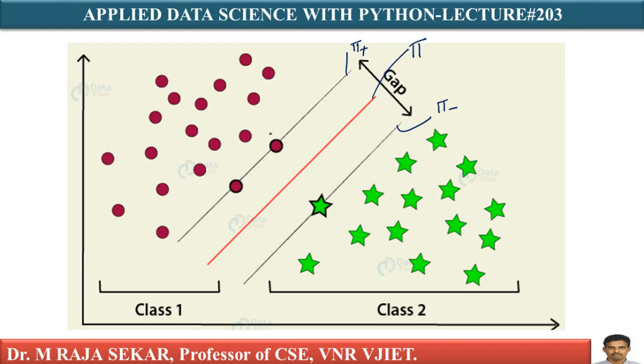Pi plus is passing through this point. This is one support vector. Your pi plus is also passing through this point. This is another support vector. Pi minus is passing through this point. Therefore, these 3 points can be treated as support vectors. We will see why they are important. Basically, those points which are closest to the hyperplane, points on positive hyperplane and negative hyperplane.